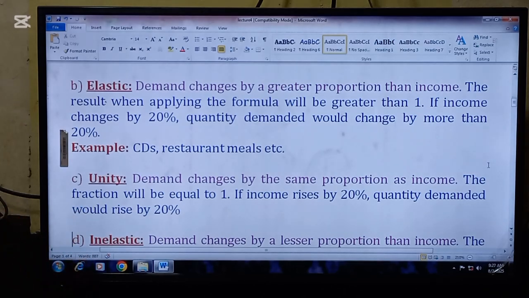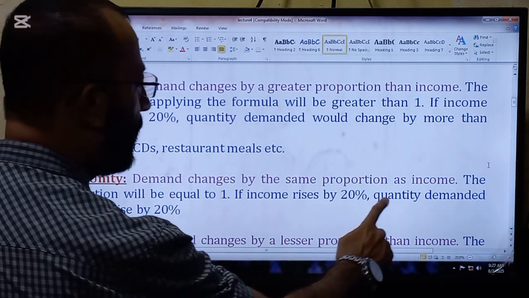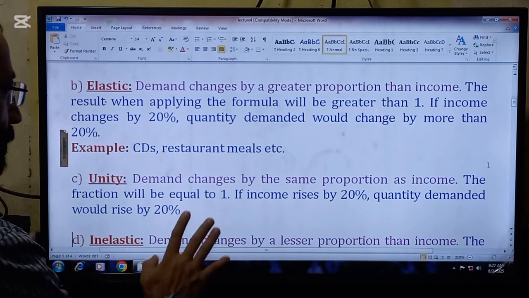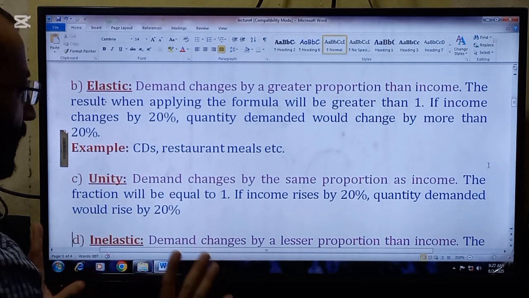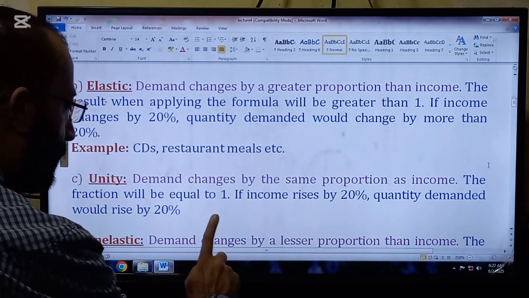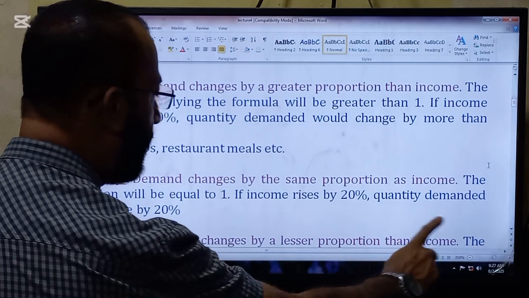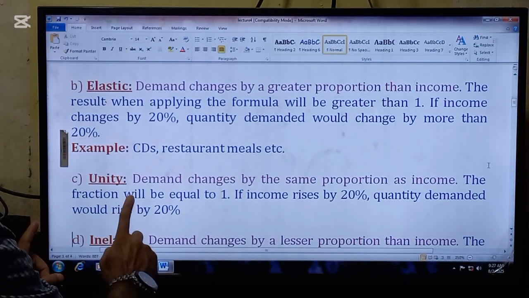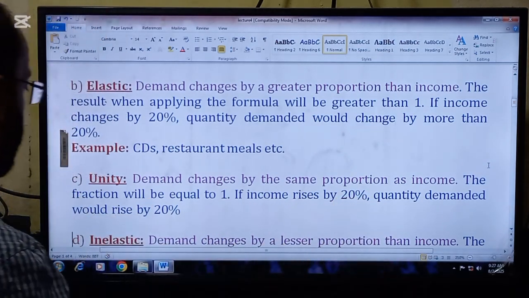The next category is unity. Demand changes by the same proportion as the income. So the fraction will be equal to 1. When we put the values into the formula, the answer will be 1. So here is the explanation. If income rises by 20%, quantity demanded would also rise by 20%. So again, demand changes by the same proportion as income.